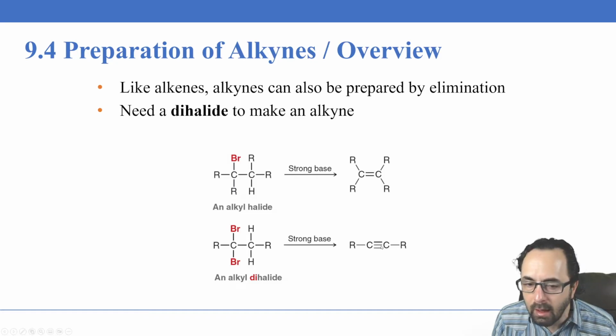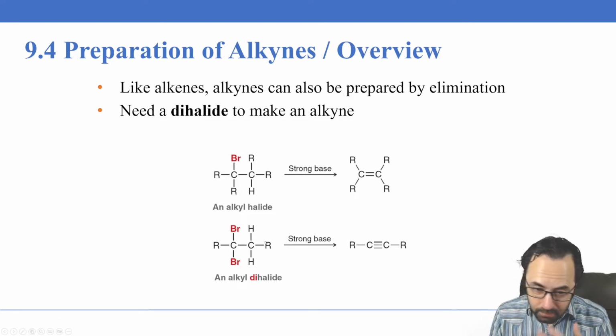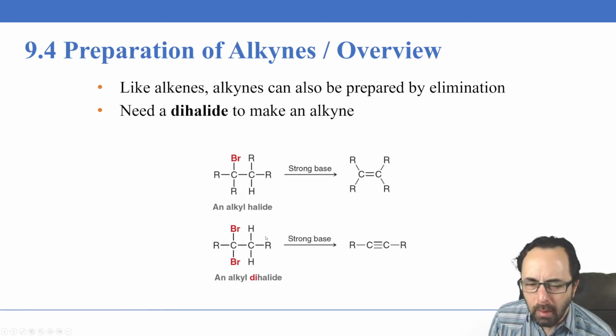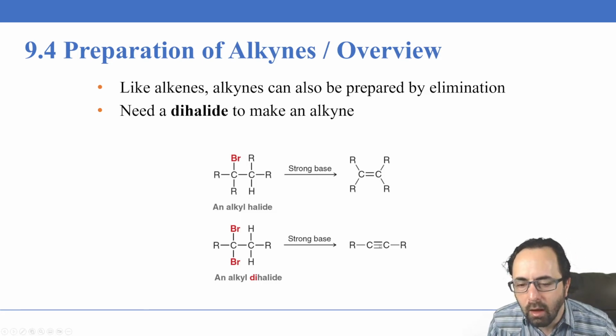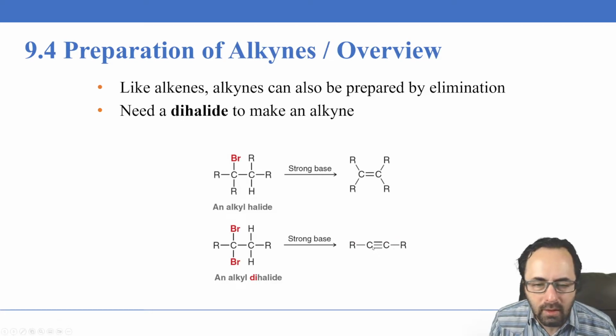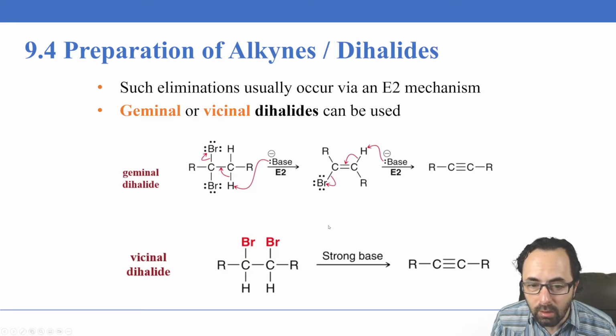However, we can't get an alkyne that way because we would have to do the same thing twice, essentially. So what we need is a dihalide, so that we can do an elimination and then an elimination again. And what's interesting is that because of the geometry of the alkynes and their triple bonds, the mechanism will be significantly different from that of the elimination that produces just the alkene. So let's take a look at the details of this elimination.